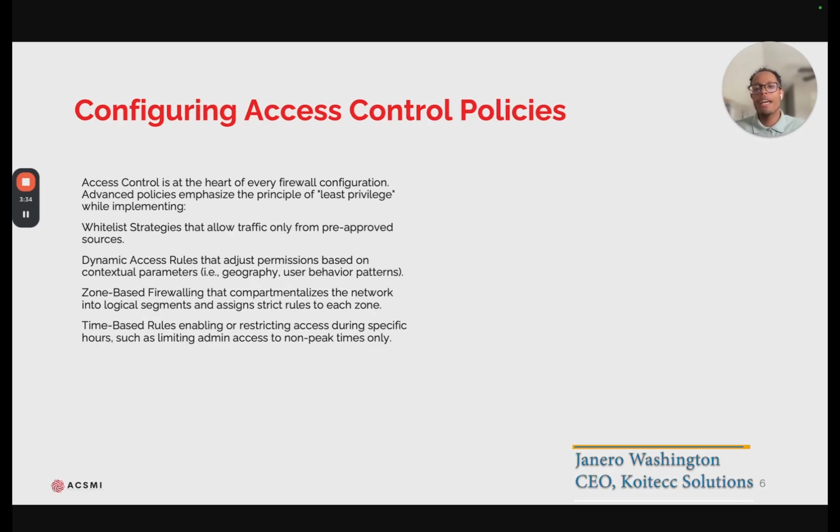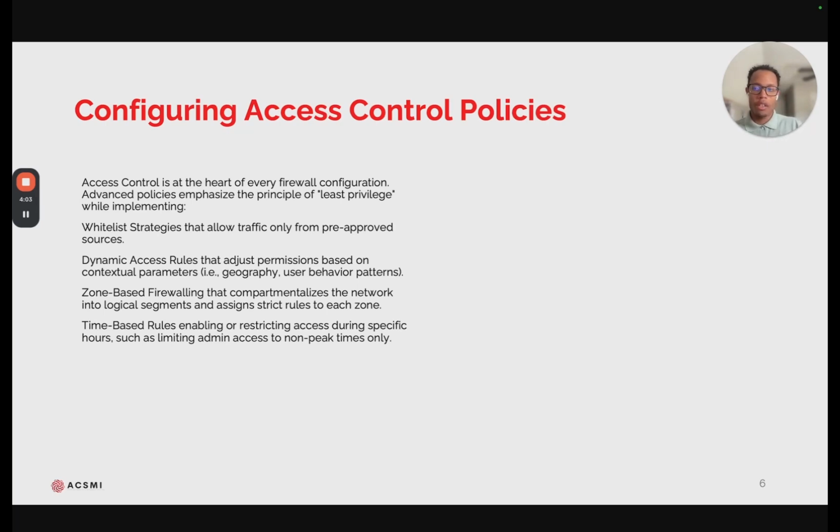Now, configuring the actual access control policies. You can even have local security policies and domain level policies, but I'm speaking strictly to the firewall portion of it. Now, with advanced policies, of course, least privilege is always going to be there, right? We always want to make sure least privilege is there. But then you also want to think about, what is your whitelist? Well, what types of access rules are dynamic? What are zone-based? So let's break it down a little bit.